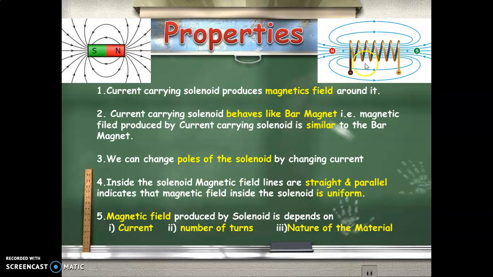Next, the magnetic field produced in a solenoid depends on the number of turns. If you increase the number of turns, more magnetic field will be produced, isn't it? And it also depends on the nature of the material you are going to use. The best suitable material we can use is ferromagnetic. If you use a soft iron core inside the solenoid, then it becomes an electromagnet. The characteristics and definition of an electromagnet we will see in the next part. Okay, so this is all about the solenoid.